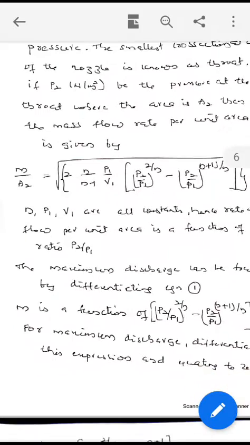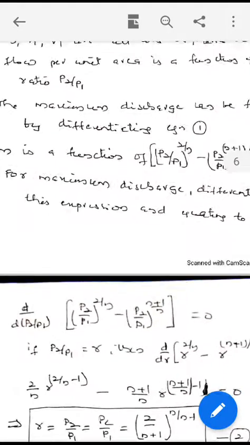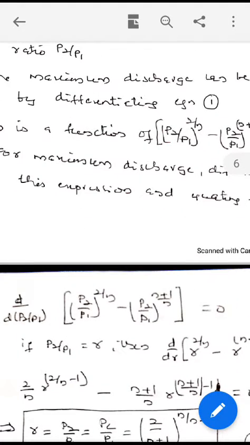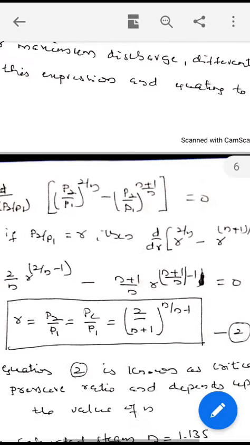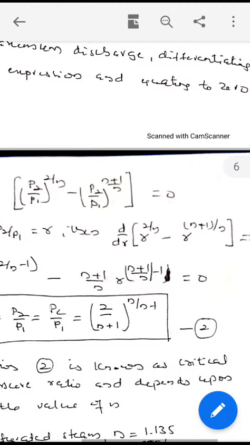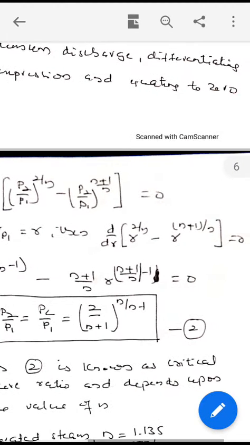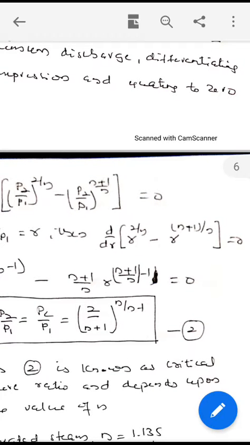So we are differentiating the term in the bracket, (P2 by P1) raised to 2 by n minus (P2 by P1) raised to n plus 1 by n, with respect to P2 by P1, that is the pressure ratio, and equating it to 0. Putting the value of P2 by P1 as R, we get d by dR of (R raised to 2 by n minus R raised to n plus 1 by n) equal to 0.